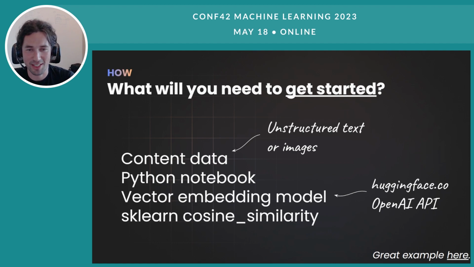Colaboratory or one of the online providers of Python notebooks will totally work. Once you load the data, you need to turn it into vectors, obviously. For this, you'll need a vector embedding model, right? There is a bunch of open source models out there. You can, for example, go to Hugging Face and find something that's popular. And from that, you know that maybe it's an interesting place to start.